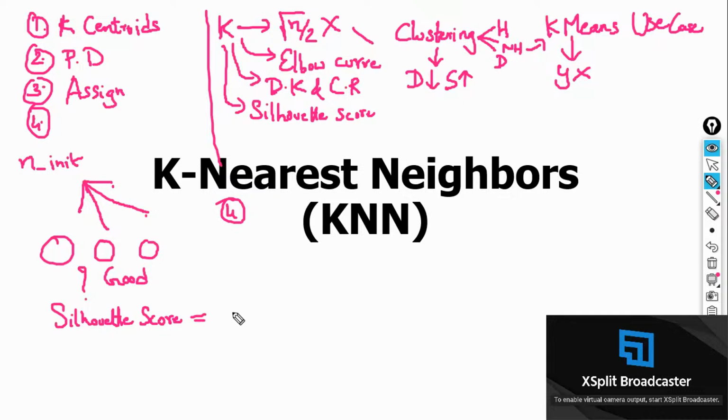What is the formula for the Silhouette score? B minus A divided by max of B comma A. You need not memorize this formula. You can ignore it, because in general no one asks you the formula. But it's better if you remember. That's okay. But the range is important, friends. The range of the Silhouette score is -1 to +1.